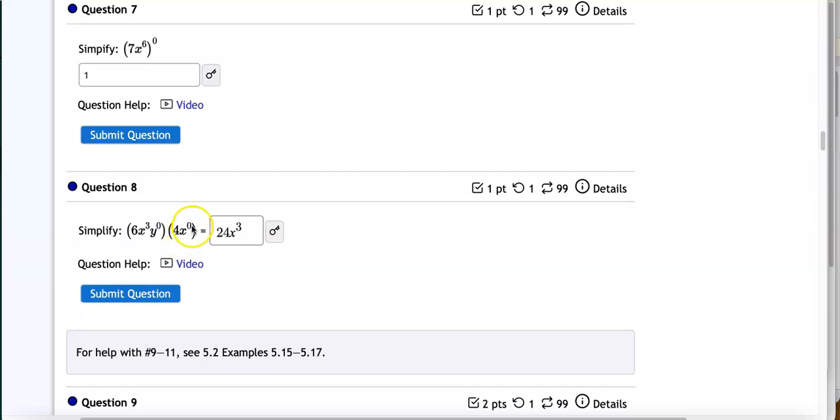Now notice this 4x to the 0th power. The 0 only applies to the x. It does not apply to the 4. There is a significant difference between 4x in parentheses raised to the 0 power as opposed to 4 times x to the 0 power. Because in the first case, 4x raised to the 0 power is simply 1. And that is different from what you have in the second case, which is 4 times 1, which is how we have the 4 multiplied to the 6 to get 24.